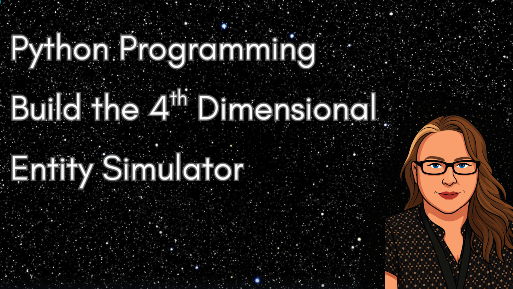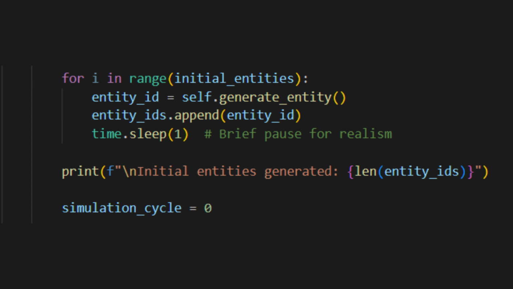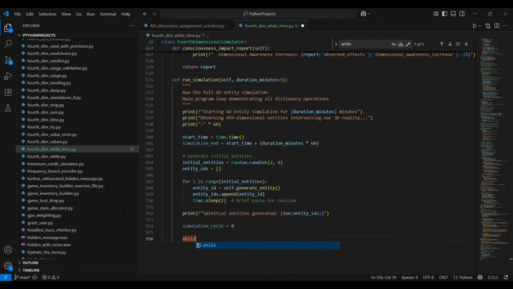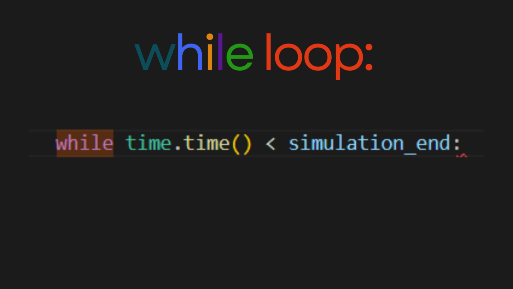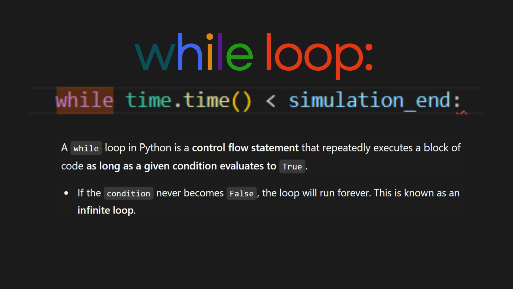We're printing our initial entity count here and setting up our simulation cycle counter. Then we see a fundamental programming structure for continuous operation: while time.time() is less than simulation_end, colon. This demonstrates the while loop, Python's conditional repetition structure that continues executing code blocks as long as specified conditions remain true, perfect for simulations and time-based processing.